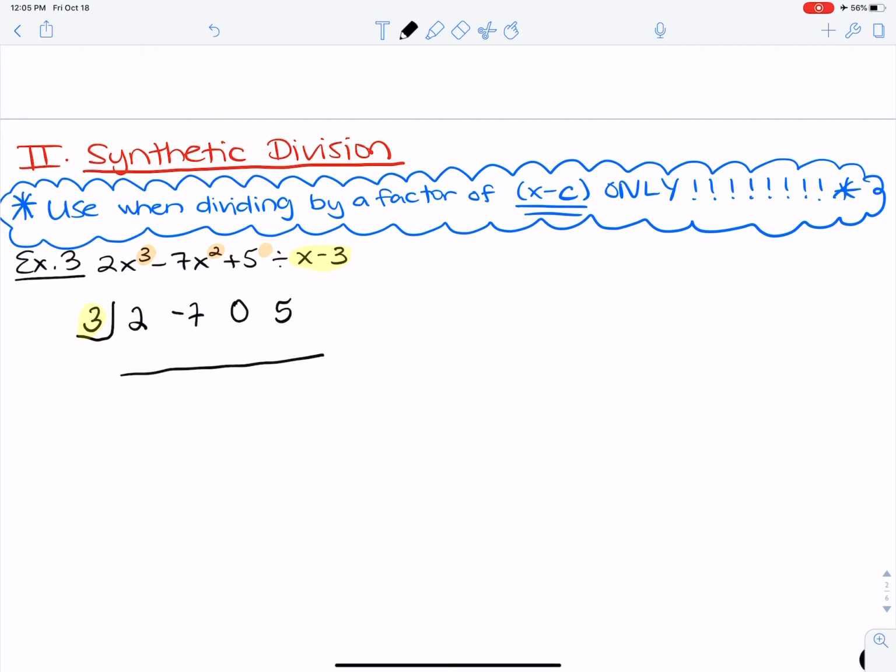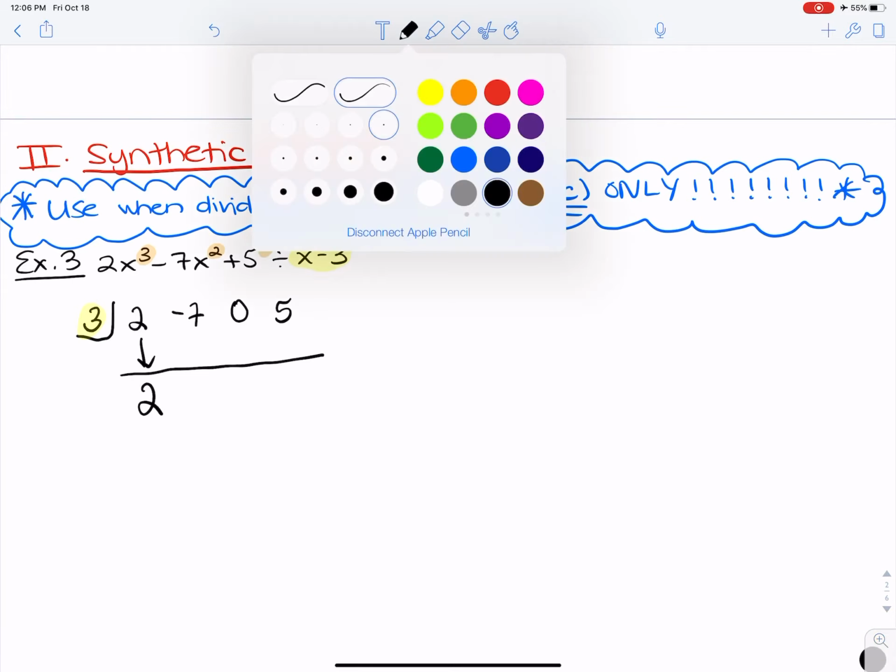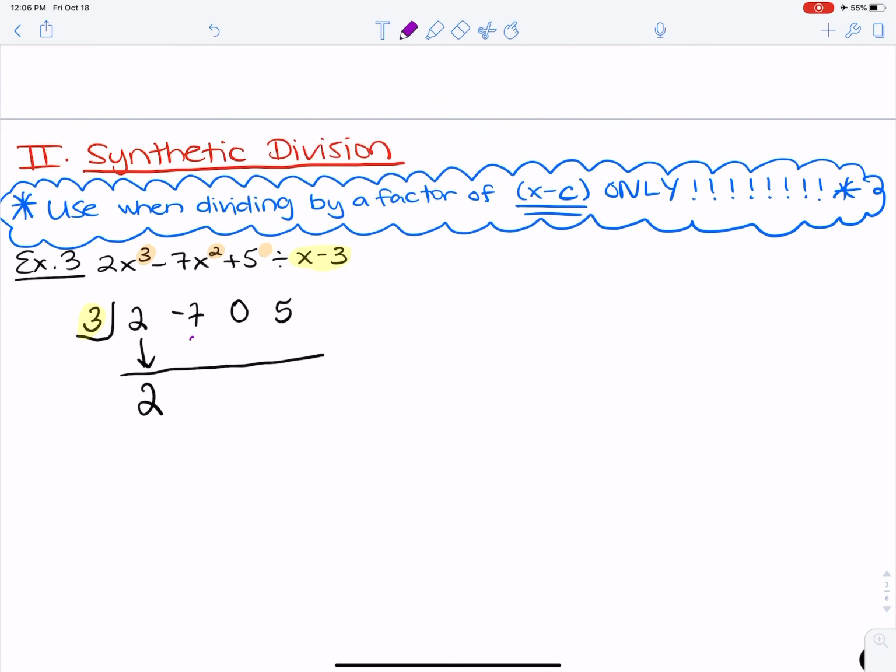And now, let's actually solve it. This 2 comes down, and then you multiply. So 3 times 2 is 6, and negative 7 plus 6 is negative 1. 3 times negative 1 is negative 3, and negative 3 plus 0 is negative 3. And 3 times negative 3 is negative 9, and negative 9 plus 5 is negative 4.